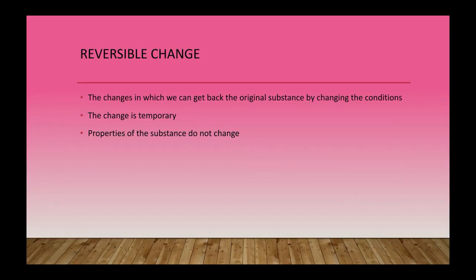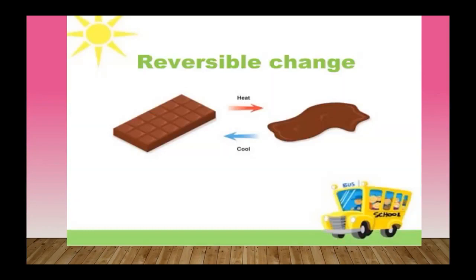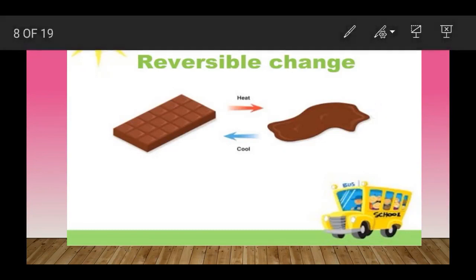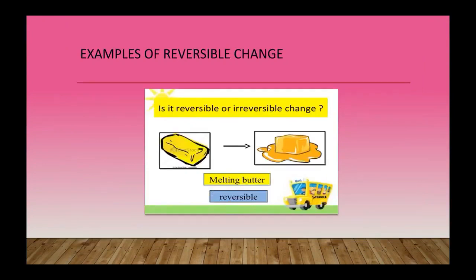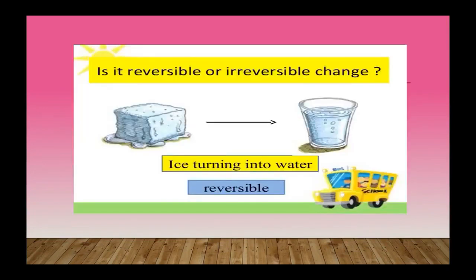The changes in which we can get back the original substance by changing the condition, and the change is temporary, and the properties of substance do not change, right? And this is what I told you earlier. Chocolate is converted into liquid chocolate after heating. If we cool down the chocolate, we can get the original solid state. If you keep it in the freezer, you can get the original solid state. I am not telling about the shape, I am telling about the state, right? This is one example for reversible change. Another example, butter. While melting, it becomes a liquid state of butter, but it is reversible if you freeze it. An ice cube turns into water, that I already explained. So this is also an example for reversible change.